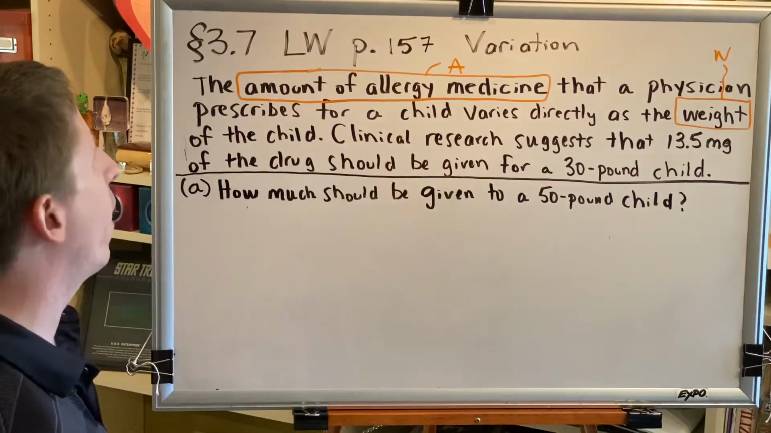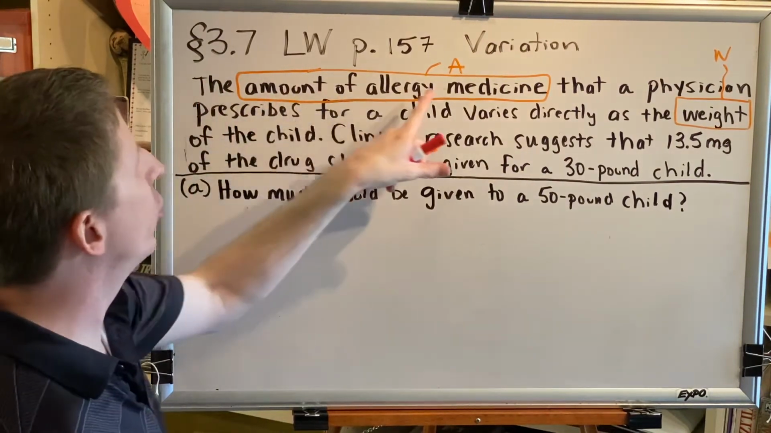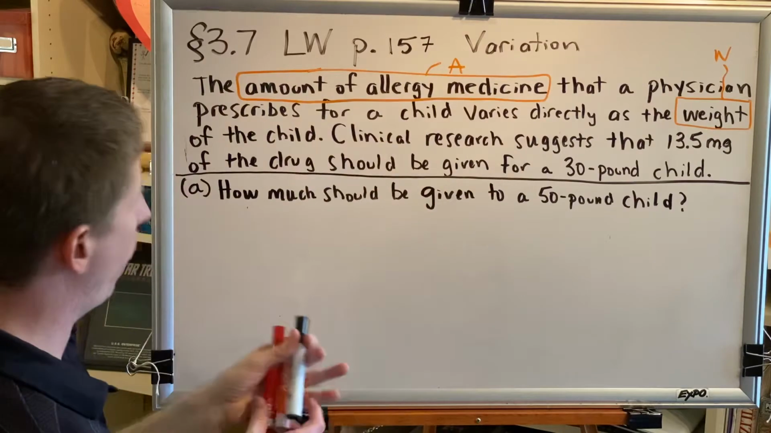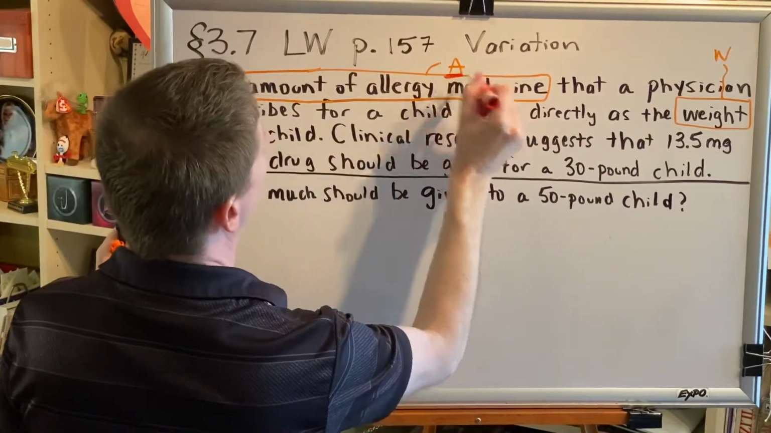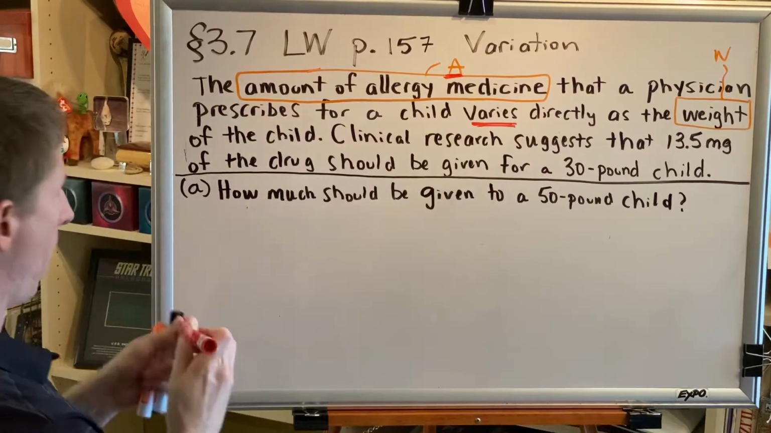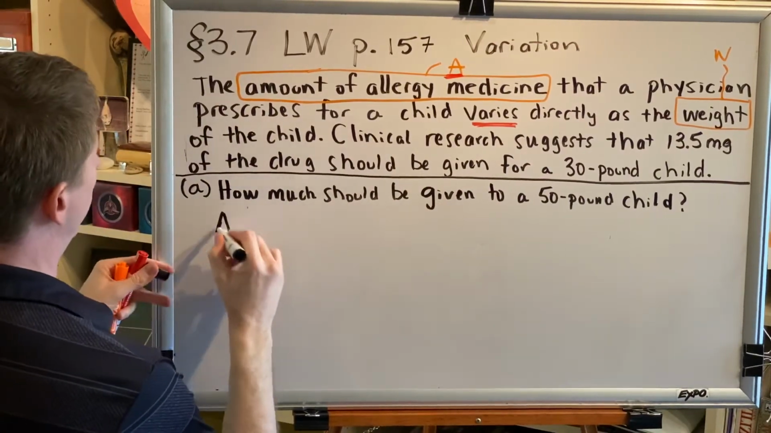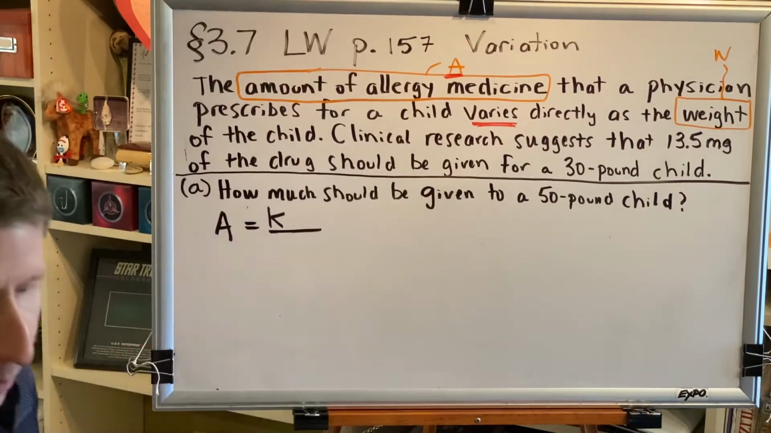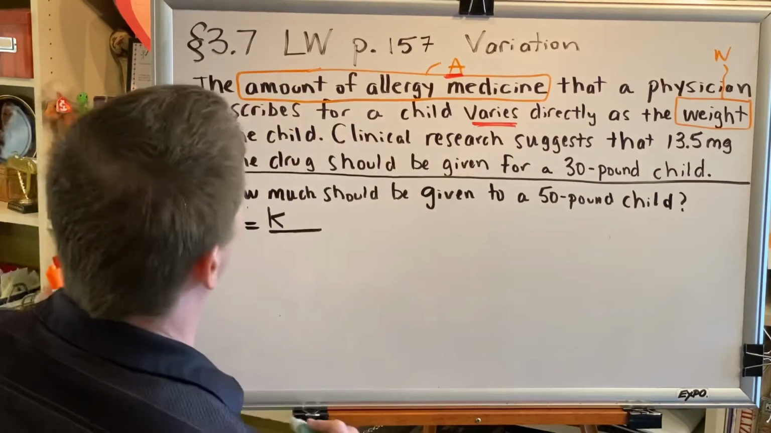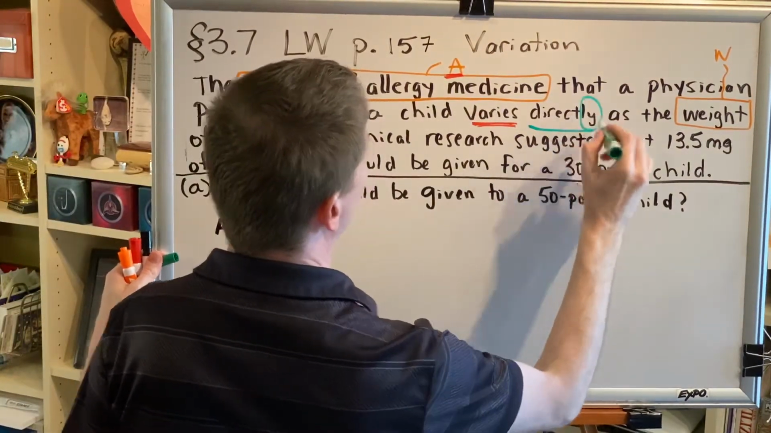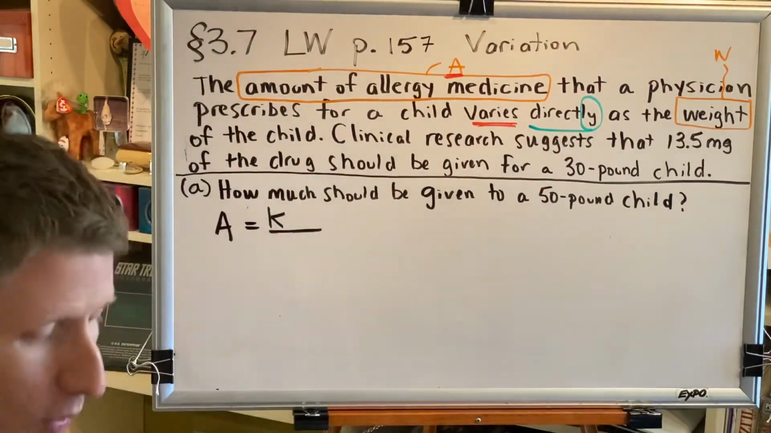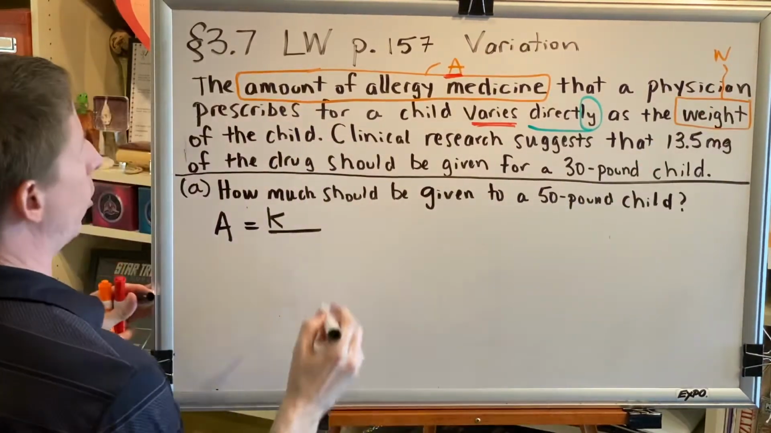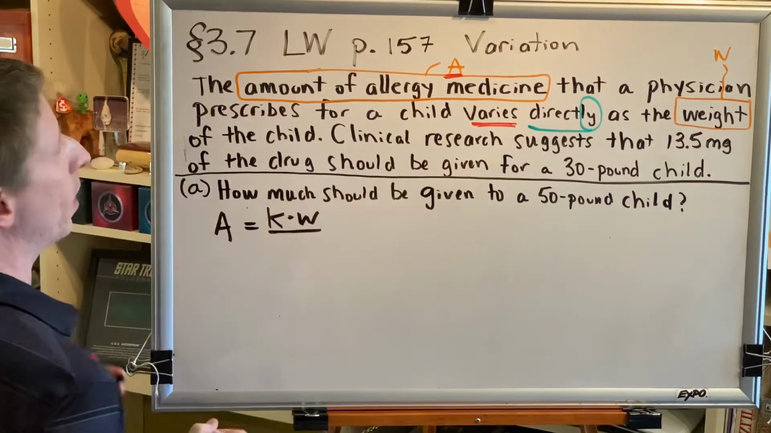Step 1, what's doing the varying? Well, it says the amount of allergy medicine varies directly. So what that tells me is that A varies. So I need to start my equation with A equals. Then I have K in the numerator of a fraction. Next step is to look for the LY word. Well, in this problem, the LY word is directly. So the stuff is going to go directly next to the K. And in this case, the stuff is the variable W. So the W goes up here with the K where it's being multiplied.